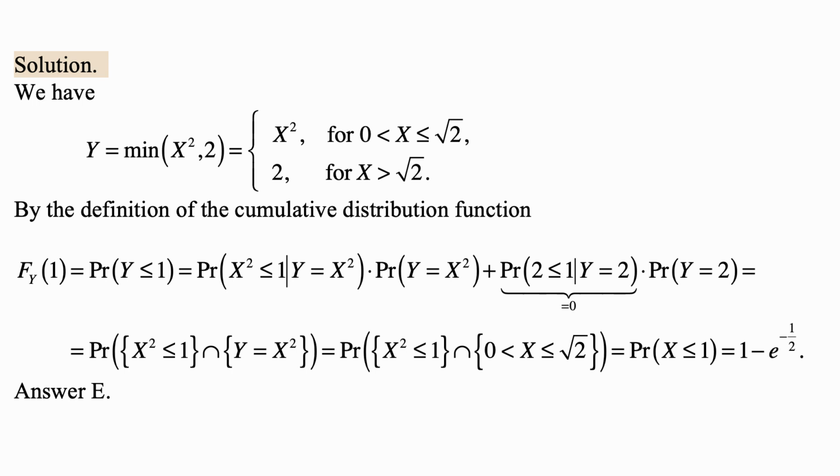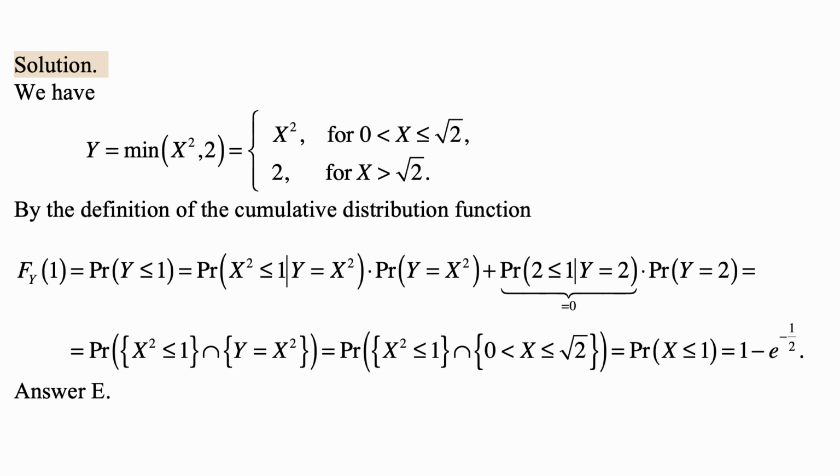And of course, for those values of X between 0 and square root of 2, the only way X squared can be less than or equal to 1 is when X is less than or equal to 1. The only numbers between 0 and square root of 2 that have their squares, X squared, less than or equal to 1, are numbers between 0 and 1. So this is the same as the probability that X is less than or equal to 1. X has only non-negative values, so it's the same as the probability that X is between 0 and 1.